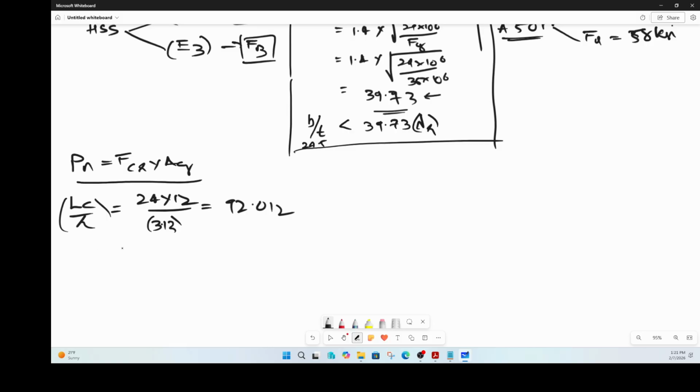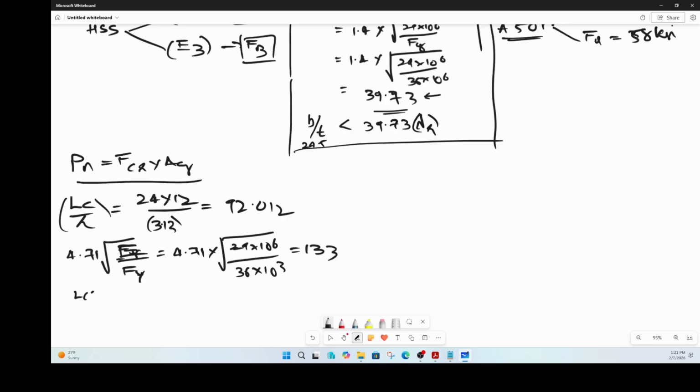Now compare that. Compute the 4.71 root E by Fy. That is nothing but 4.71 times the square root of E, which is 29 times 10 power 6 for steel, divided by your Fy, which we found from the table. So this comes to 133. So LC by R is less than 4.71 square root of E by Fy.